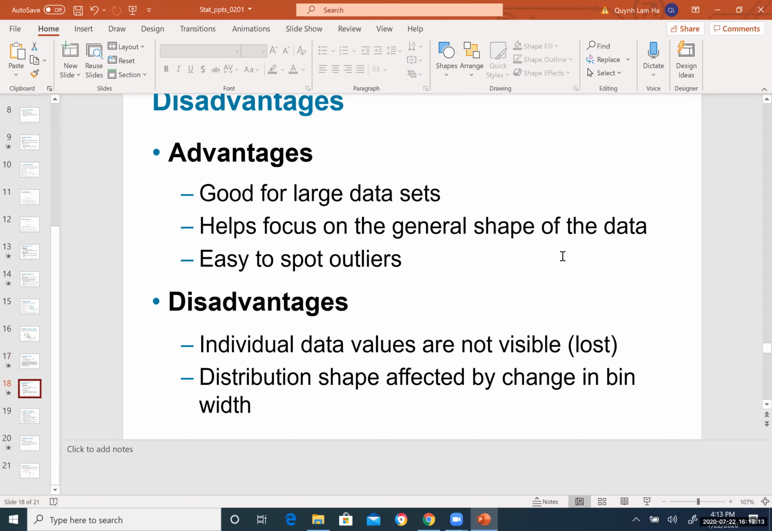The advantage is that it is good for large data sets all the time. It focuses on the general shape of the data, and it is easy to spot outliers. For disadvantages, individual data values are not visible. It's lost. It means that you cannot see individual data in that bin width anymore, but you see the overall picture. The distribution shape is affected by a change in bin width.